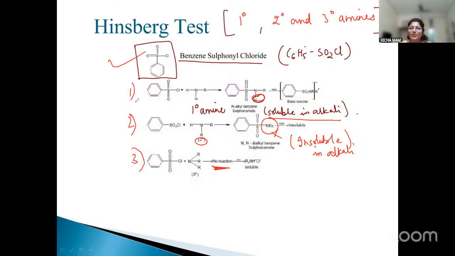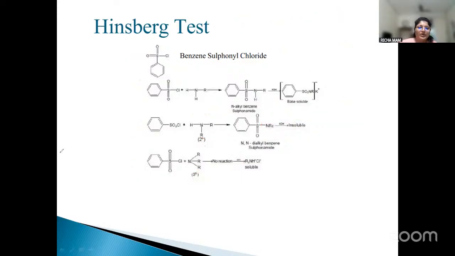As we know, primary amine reacts with benzene sulfonyl chloride and forms N-alkyl benzene sulfonamide, which is soluble in alkali. When benzene sulfonyl chloride reacts with secondary amine, it forms N,N-dialkyl benzene sulfonamide, but it is insoluble in alkali. Why? Because there is no acidic hydrogen. And with tertiary amine, there is no reaction. Is it clear? Very important about Hinsberg reagent.